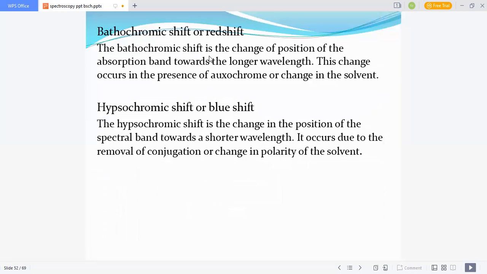Bathochromic shift. The bathochromic shift is the change in position of the absorption band towards longer wavelength. This change occurs in the presence of an auxochrome or a change in the solvent. Hypsochromic shift or blue shift. The hypsochromic shift is the change in the position of the spectral band towards shorter wavelength, which occurs due to removal of conjugation or change in polarity of the solvent.